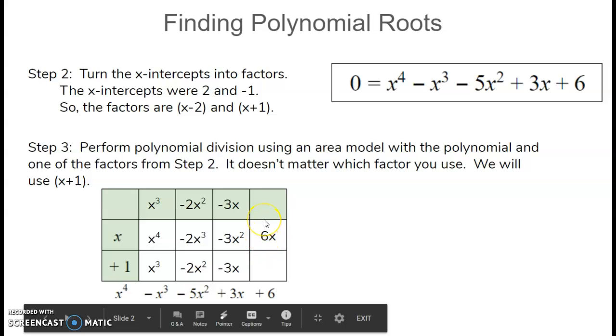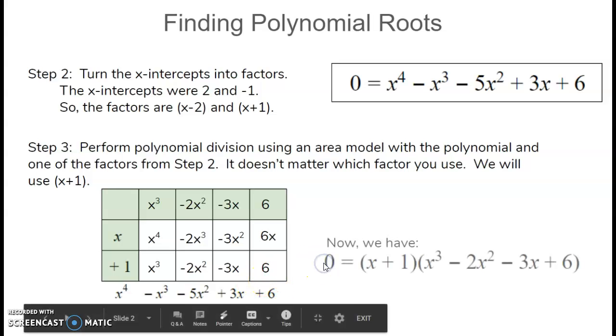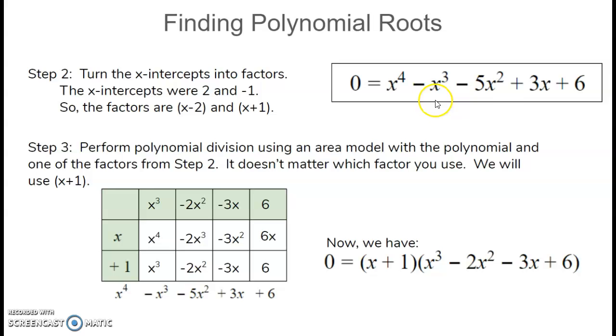What times x is 6x? 6. And 6 times 1 is 6. And this matches up nicely, so we have no remainders today. So far, we found a factor x plus 1 times this big long factor right here, x cubed minus 2x squared minus 3x plus 6, would give me x to the fourth, etc.